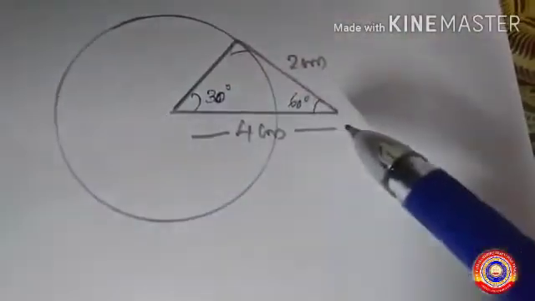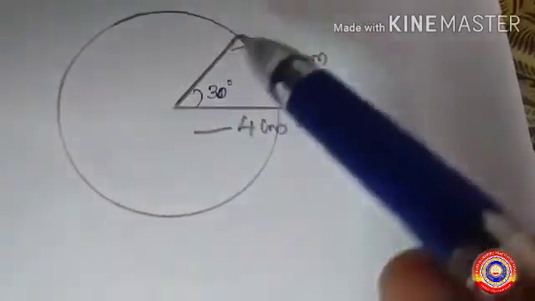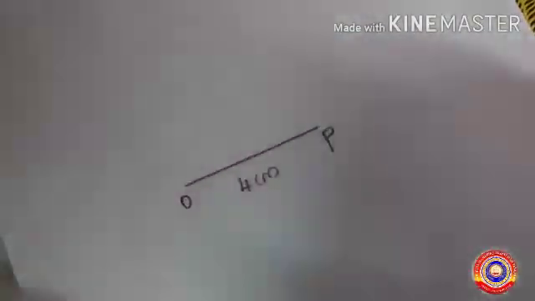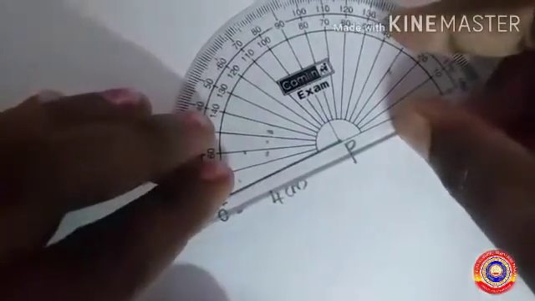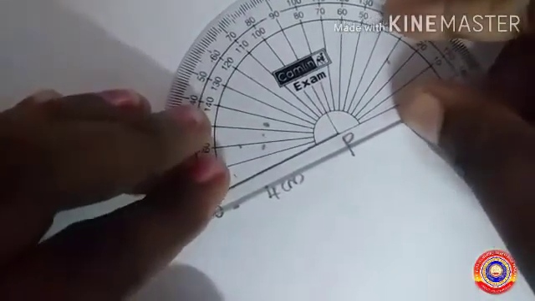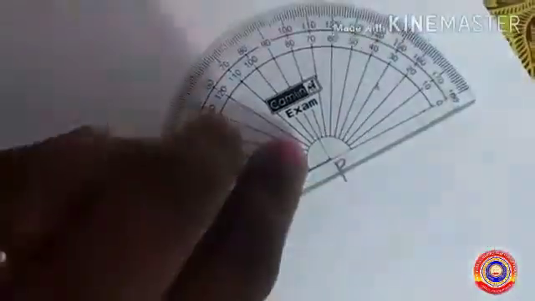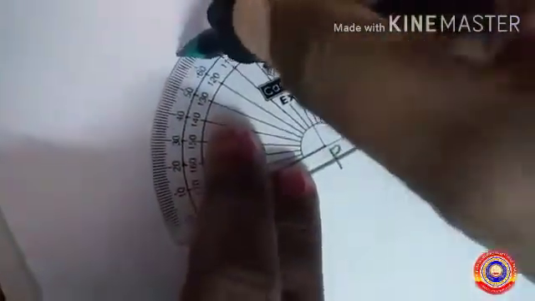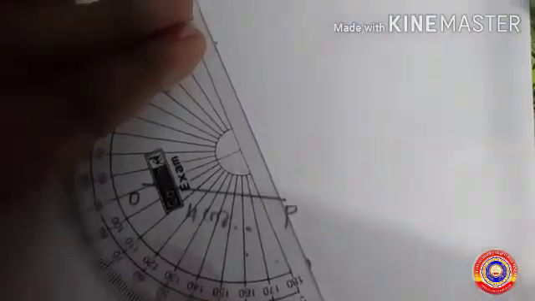Here, the radius is not given. So, we have to draw the triangle first. Then, we have to draw the circle. Draw OP equal to 4 cm. From P, we have to measure 60 degree using a protractor. Then join the angle 60 degree.